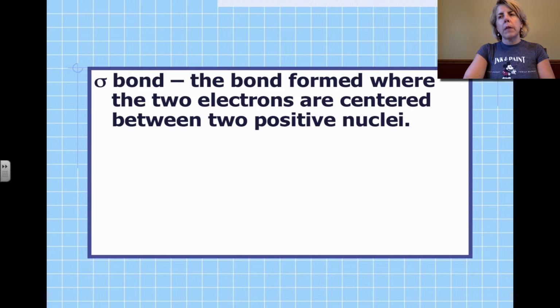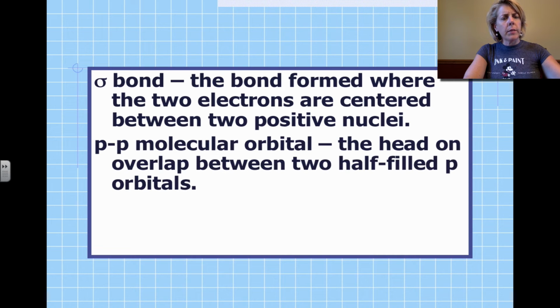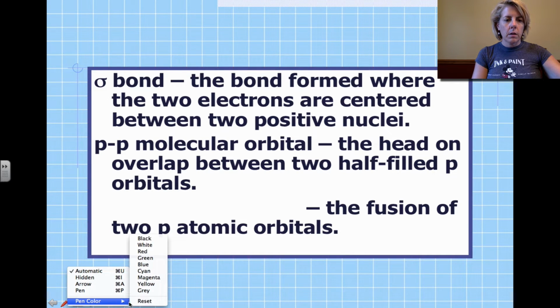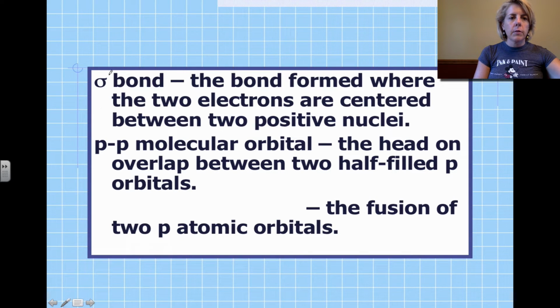Okay, chemists like to get more detailed about what they're talking about, and when we are talking about a covalent bond, there's an interesting symbol here. It's called a sigma bond. So sigma, for those of you that don't know Greek, a sigma bond is essentially where you have two electrons right in the middle of two positive nuclei.